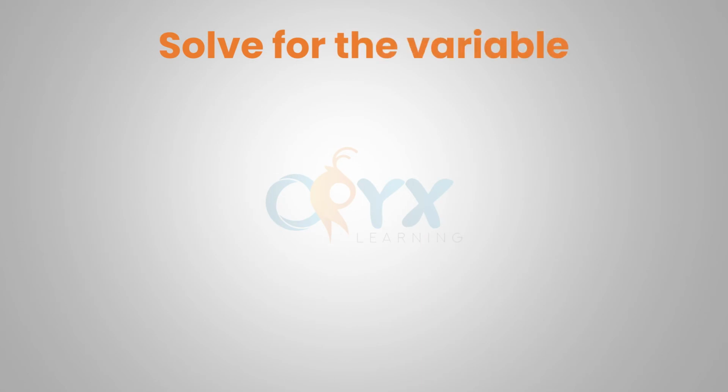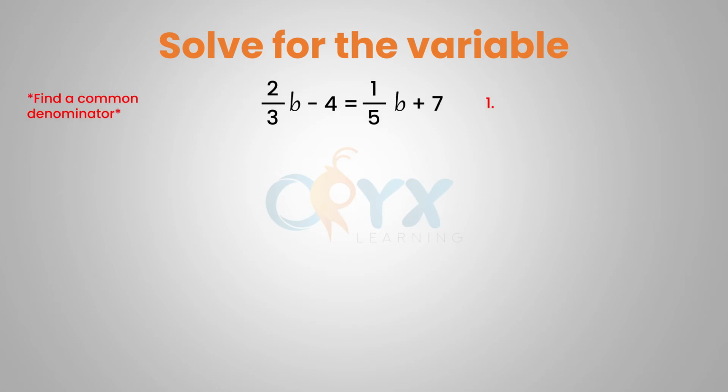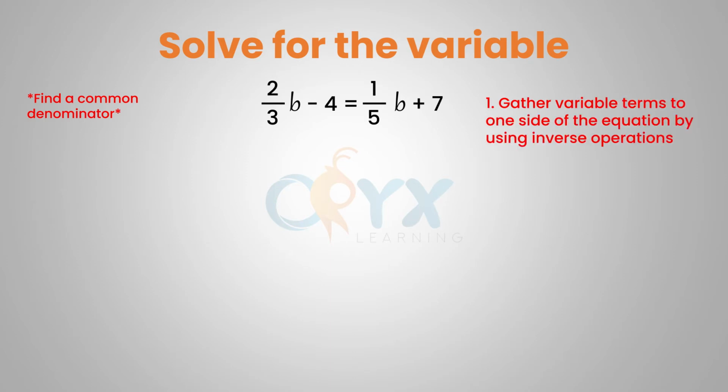Solve for the variable. So this one we have 2/3 b minus 4 equals 1/5 b plus 7. My first step, gather the variable terms to one side of the equation by using inverse operations. So I'm going to subtract the opposite, or the inverse of addition, subtract 1/5 b from both sides. 2/3 b minus 1/5 b, right?